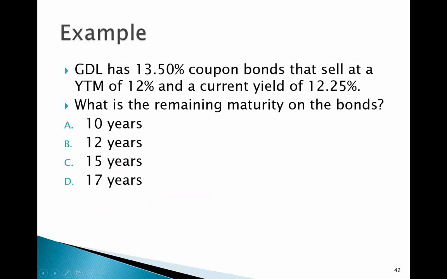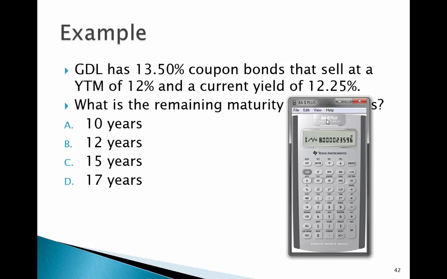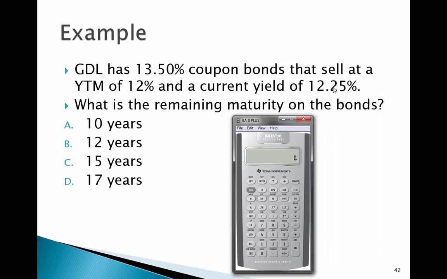And here's an example problem doing that, one for you to practice. So it has a current yield of 12.25%, a 13.5% coupon. So I know that the price is going to be the amount of the coupon payment divided by the current yield. So I'm going to say 135 divided by 0.1225. And that's going to be the price of the bond today.